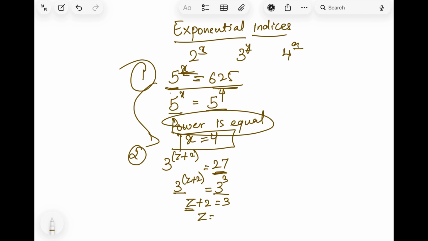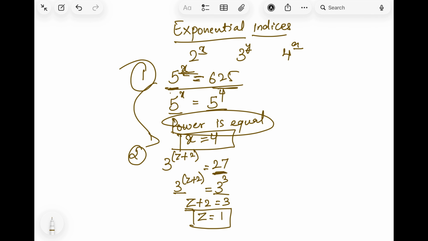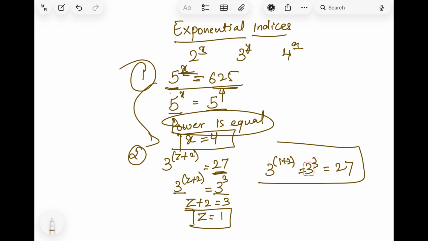So what is the value of z? Simple, z is 1. Right. Now if you want, you can just check here. 3 raised to 1 plus 2, that is 3 raised to 3. Am I getting 27? Yes, I am getting the answer. Right. So we could find the value of z.